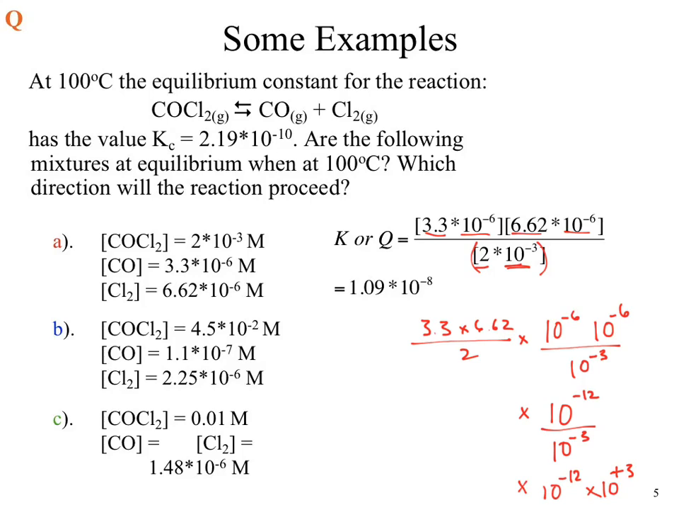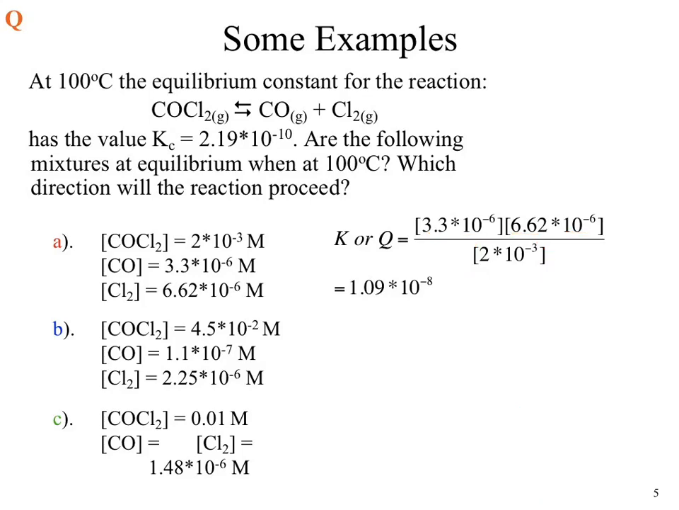Okay, so let's go ahead and erase all of that now. We've got a value, 1.09 times 10 to the minus 8. Is that Q or K? It's Q. How do you know it's Q? Because it's not equal to 2.19 times 10 to the minus 10. So we would say that's Q.